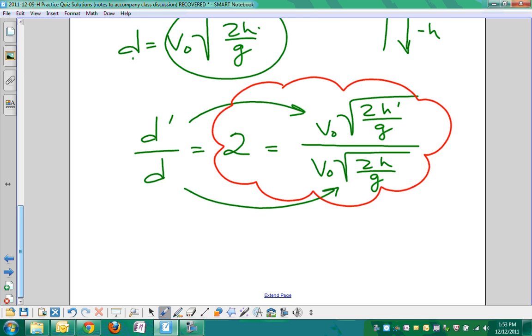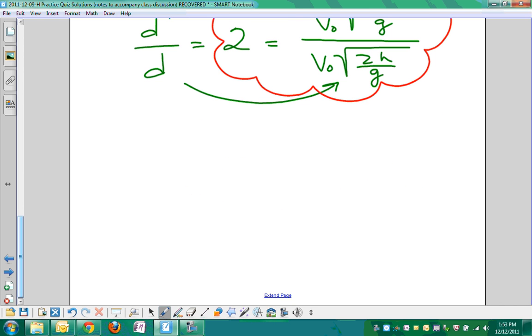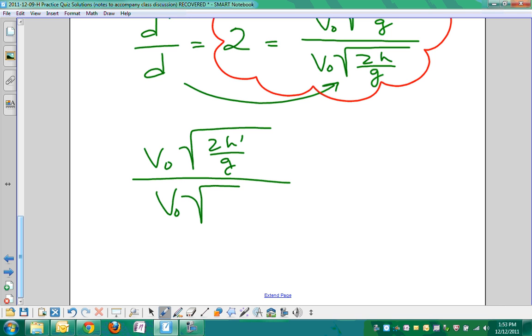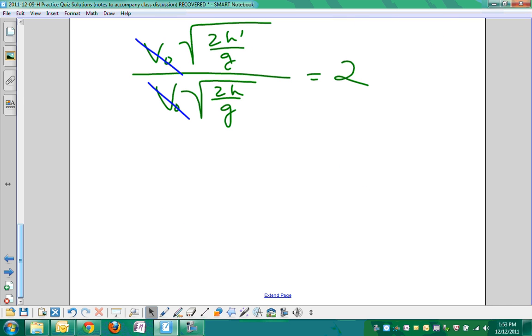Got that? So I'll just rewrite it all cleanly. We know that v naught times the square root of 2h prime over g, over v naught times the square root of 2h over g, is equal to 2. All right, so now we'll just clean this up a little bit. V naughts cancel. So in other words, the answer to this question doesn't matter how fast we throw it in the horizontal direction to start with, does it? In fact, they didn't tell us, did they? They just said some velocity. Okay? So that's why we just gave it a name, v naught. We couldn't give it a value, but we did give it a name.